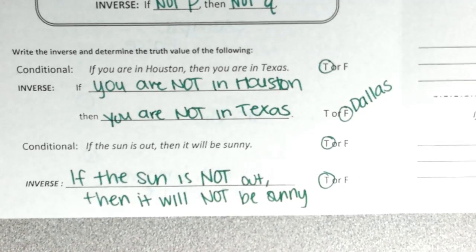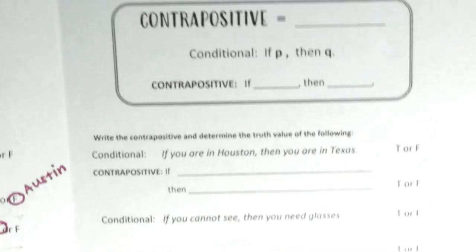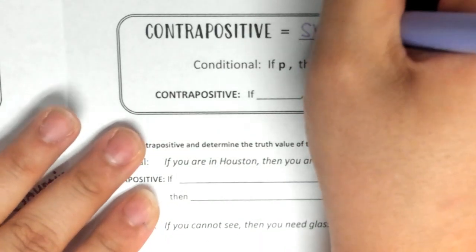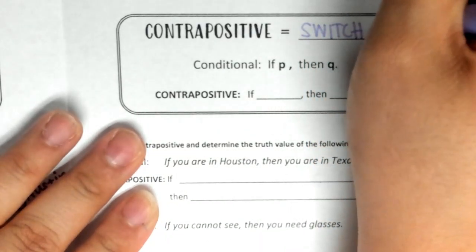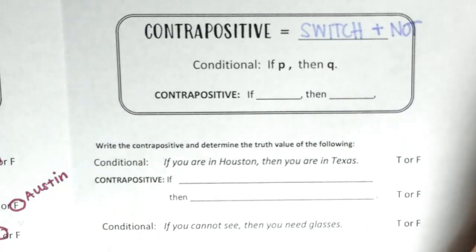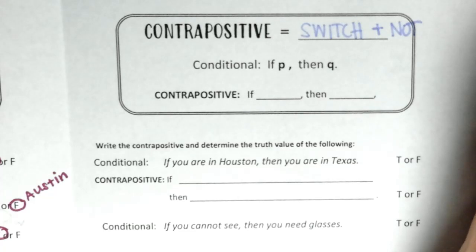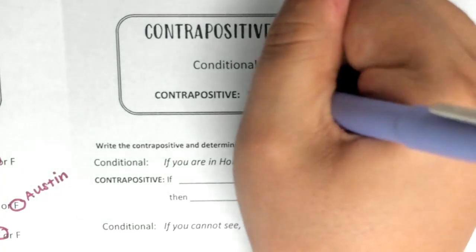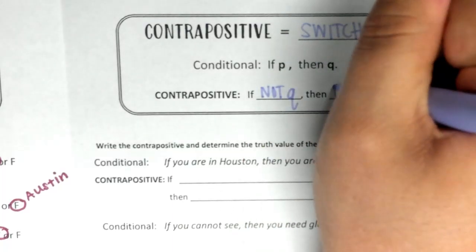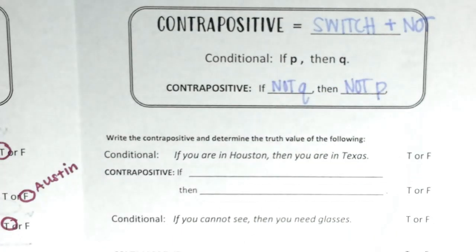The last one is contrapositive. Can everybody say contrapositive? Say it again. Contrapositive. Guess what contrapositive means? It means to switch and not. It's both. You have to do both, the converse and the inverse. So if not Q, then not P. You are going to switch them and put not in front. Right?